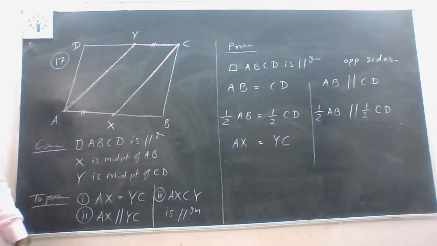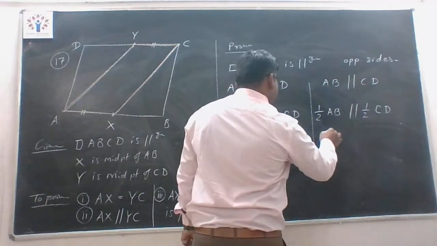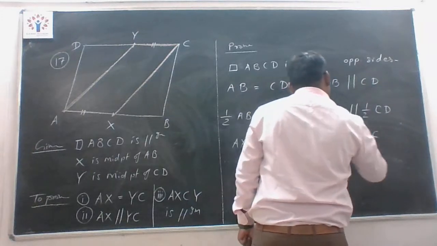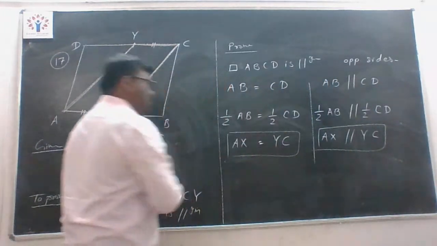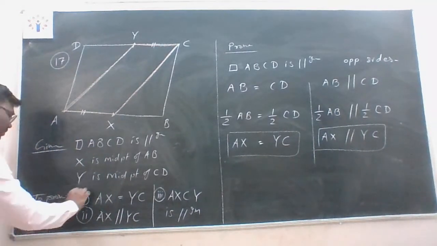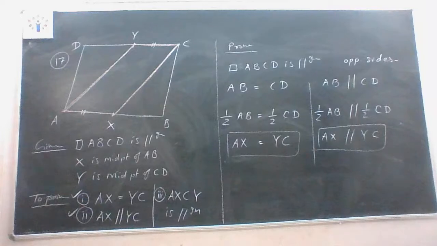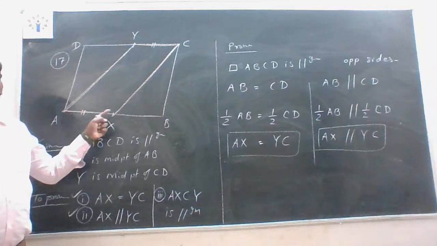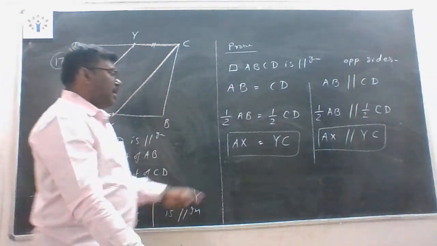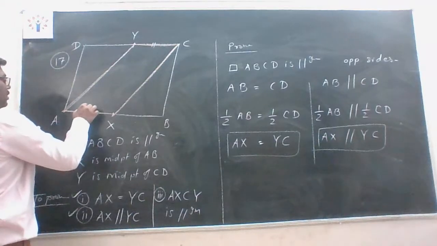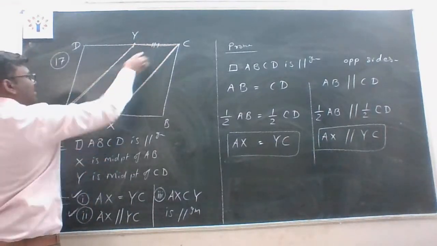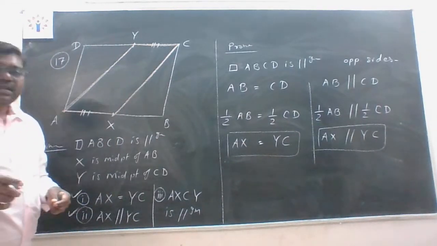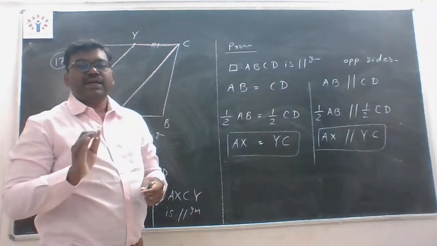AX equals YC. The same thing we can do here: half of AB is AX and half of CD is YC. Understand? So the first and second parts are both true. Now we want to show that AXCY is a parallelogram. To show it is a parallelogram, as we know, if one pair of opposite sides of quadrilateral AXCY is parallel and equal, therefore it is a parallelogram.